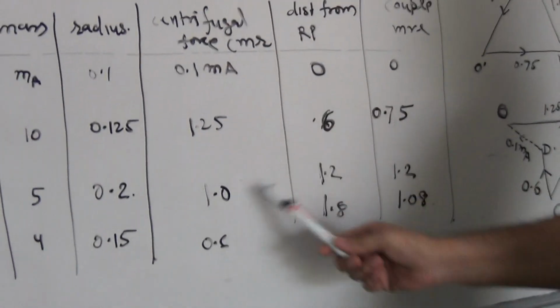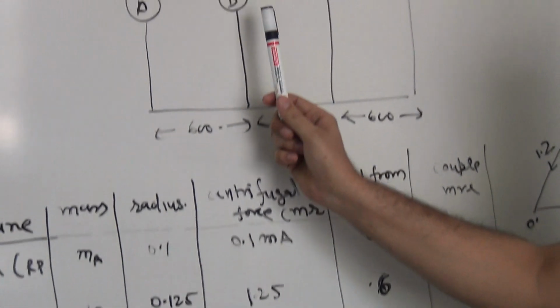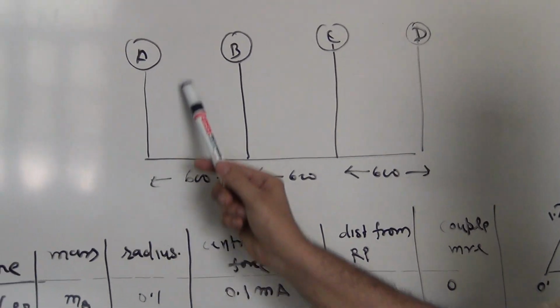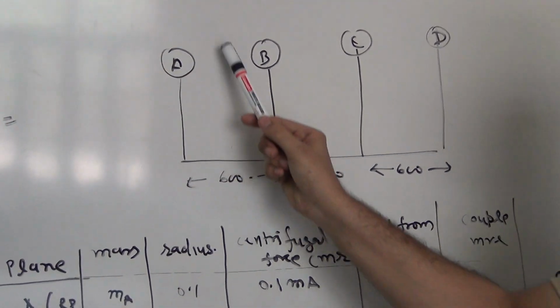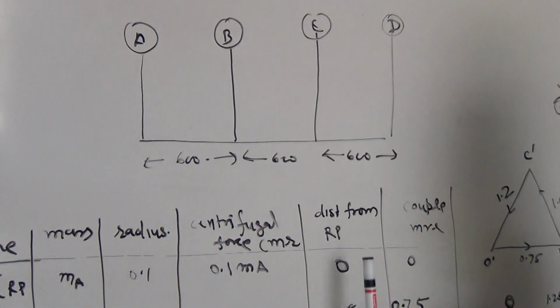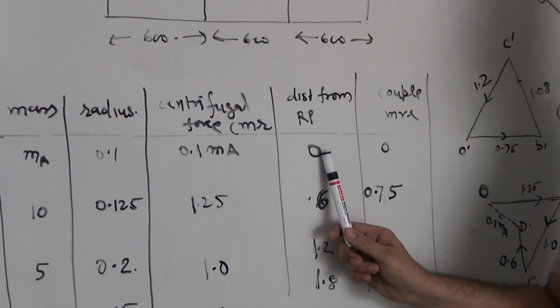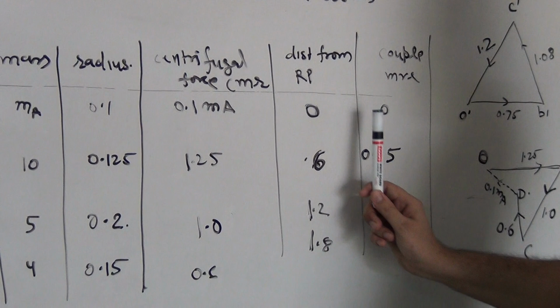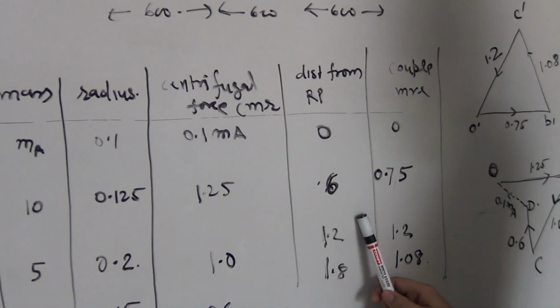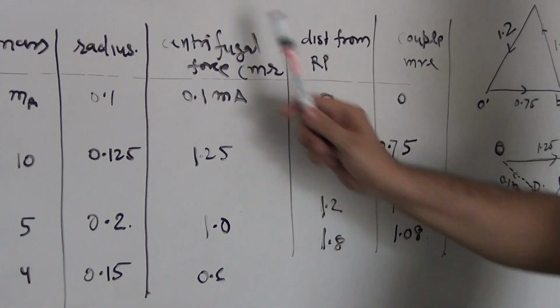And after that we know that the distance of each plane B, C, D from plane A is in steps of 600 millimeter, but the distance of plane A itself is 0 because it is the reference plane. So it is kept 0 because plane A is the reference plane. The distance of plane B is 0.6, plane C is 1.2 and plane D is 1.8 from plane A.